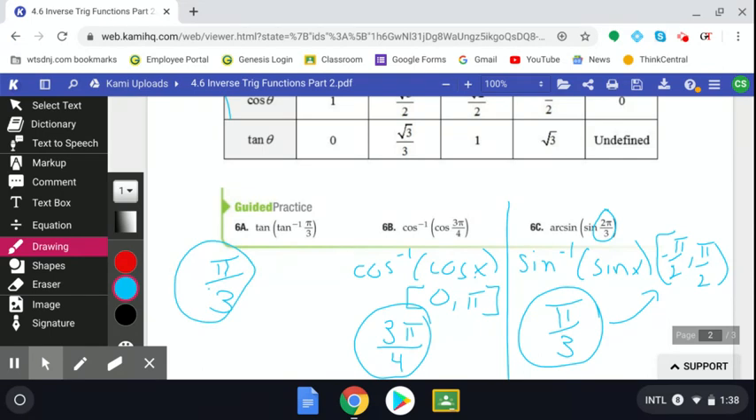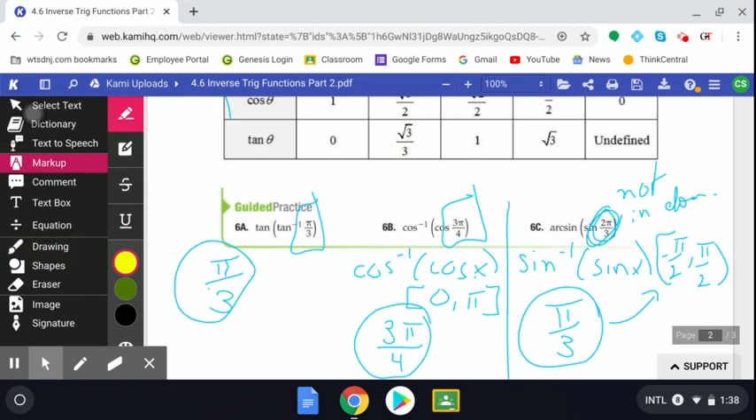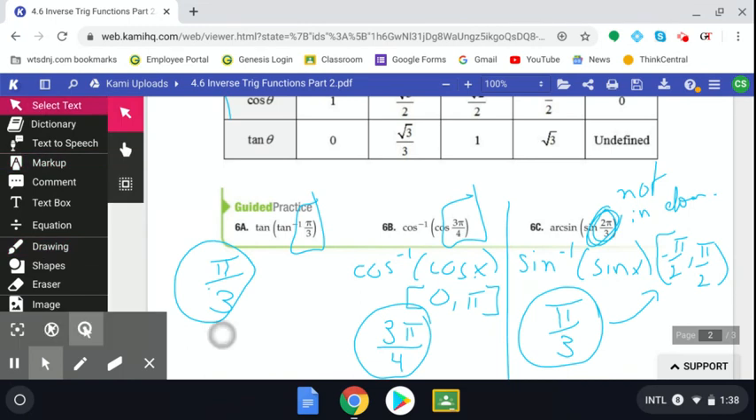So it's pretty much going to be this, but you have to make sure it's in the domain. In this case, this one is not in the domain, which means you have to find the corresponding one in the domain that has the same value, essentially. So, moving on.